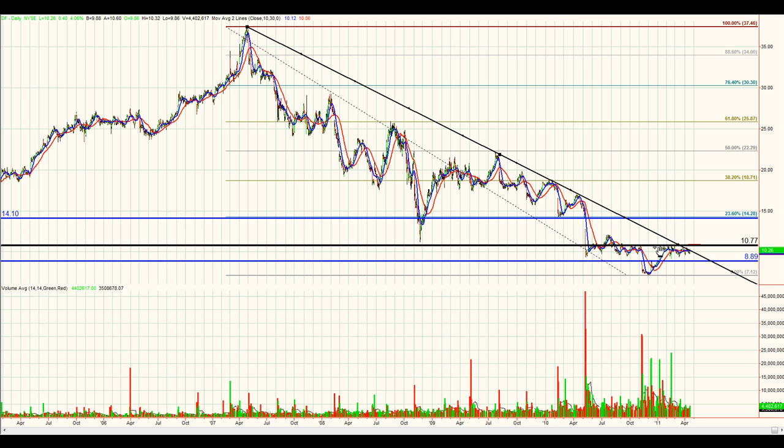One of the things it started to do over the last 3 to 4 months is build a nice little top. So we put a line there at 10.77. That will help us when we try to determine an entry price.